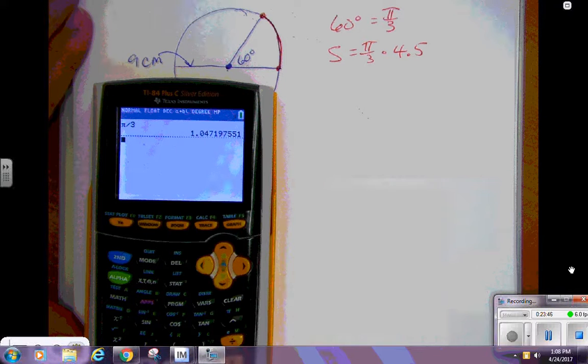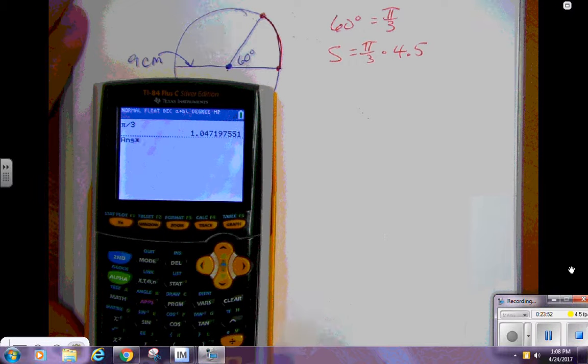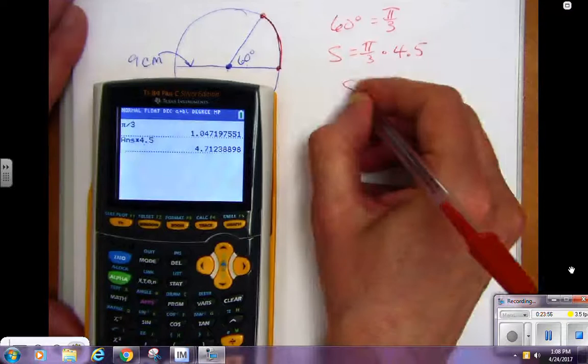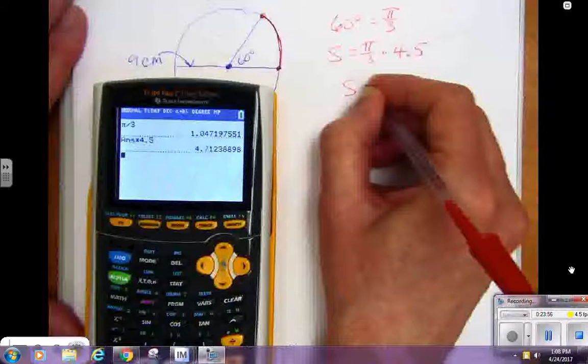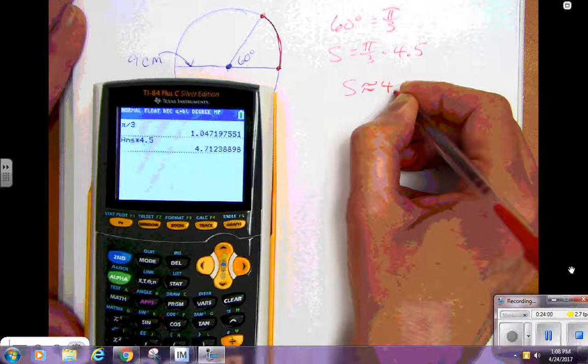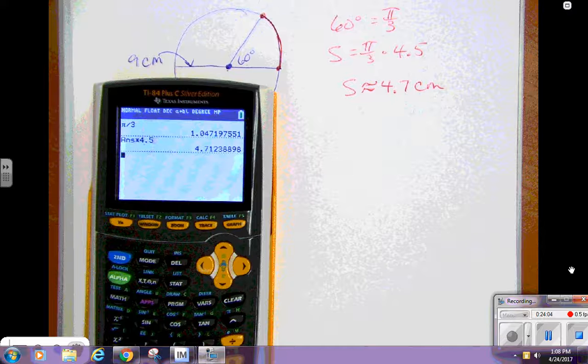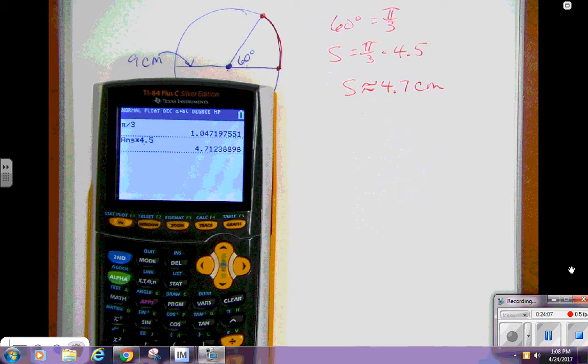Don't round it until the very end so you'll get the most accurate answer. So then you're going to take that decimal times 4.5, and that's going to give you your answer. So your arc length is, I guess I should use the estimating symbol, 4.7 centimeters. Go ahead and put the unit of measure down, since they give that to you.